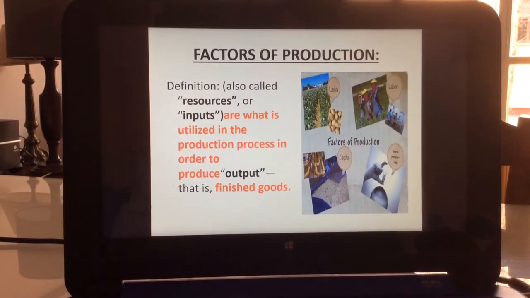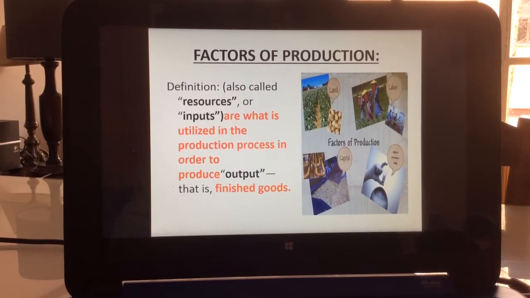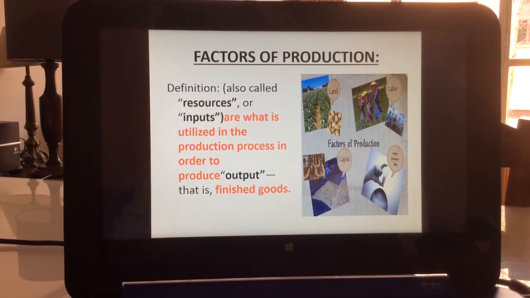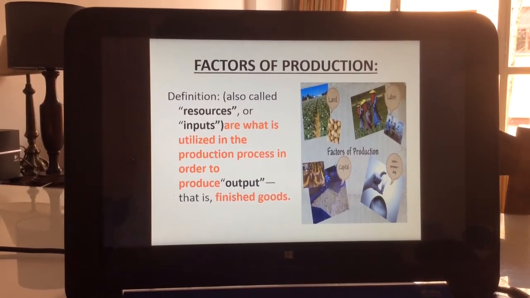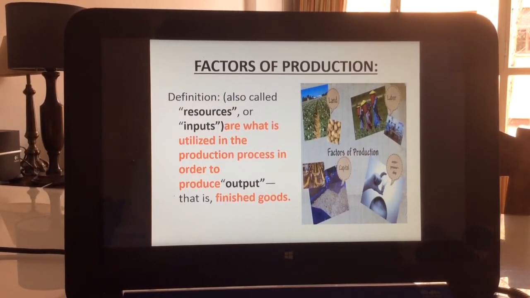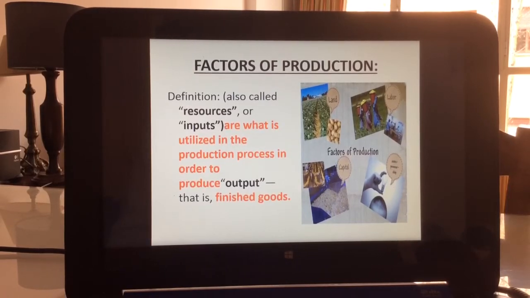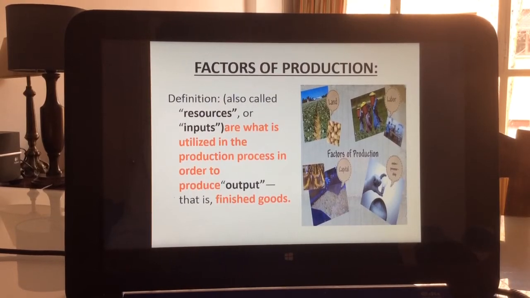Okay, factors of production. These are the resources that you need to make goods. Okay, so these are the inputs for the output. The output is the finished good. Okay, so with factors of production, you need to know both the definition, what this concept, factors of production, is, and you need to know what the 3 factors of production are, which we'll talk about next. But basically, get the definition. They're what's utilized in the production process in order to produce an output that is the finished good. So it's the input or the resources that make the output.